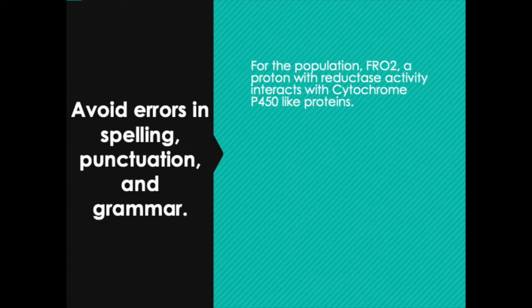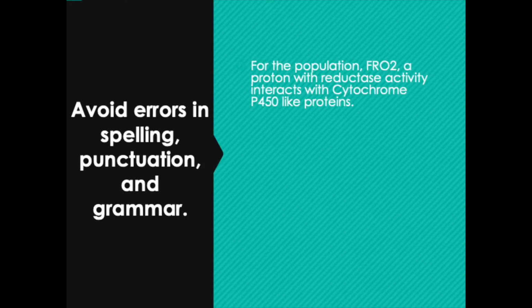Now I'd like to show you an example that I came across a few years ago when I was writing a paper, and I was reading a related paper to use in the introduction or the discussion of my paper. And I came across this sentence. It says, "For the population, Fro2, a proton with reductase activity interacts with cytochrome P450 like proteins." Because this is my field, I recognize that this sentence had a lot of errors in it. Even if it's not your field, you can recognize some of these errors.